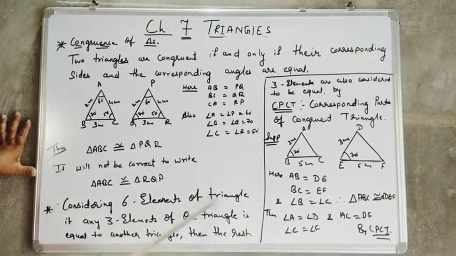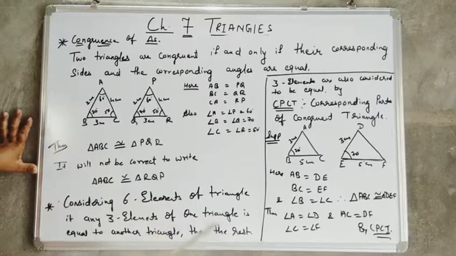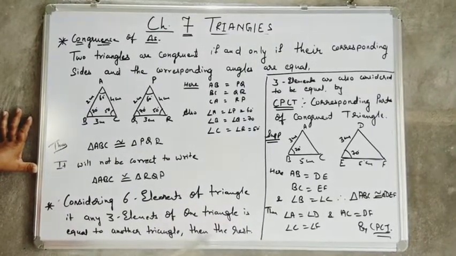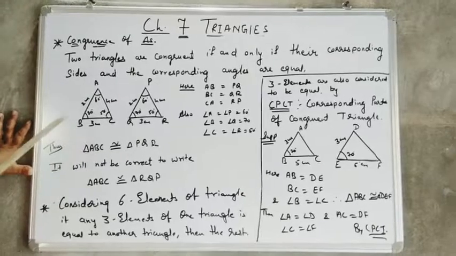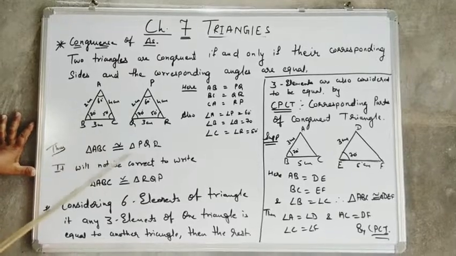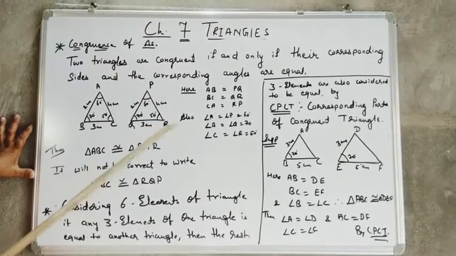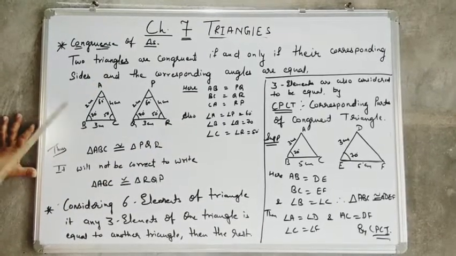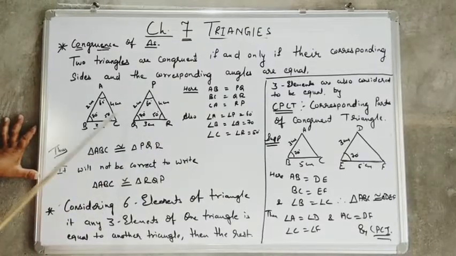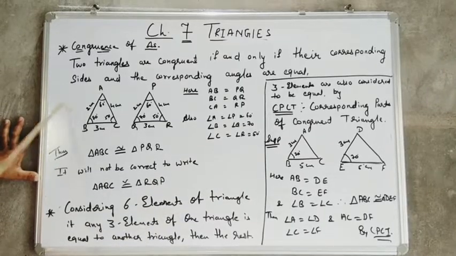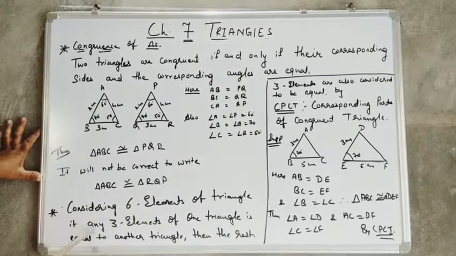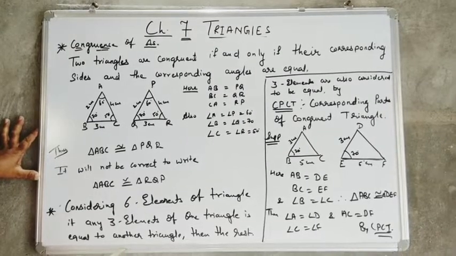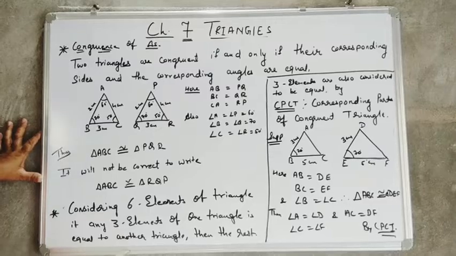So considering the 6 elements of a triangle, if any 3 elements of one triangle are equal to those of another triangle, then the rest of the 3 elements are also considered to be equal. This is the rule for two triangles to be congruent. It means all 3 sides and 3 angles are equal, then the triangles are congruent. But the question will not be given so straightforwardly that the 2 triangles are congruent or that all sides are equal. Out of the 6, it may be given only 2 or 3. So we will not consider all 6 elements. Out of the 6, if any 3 elements of one triangle are equal to another triangle, then the triangles are said to be congruent. That should be kept in mind.